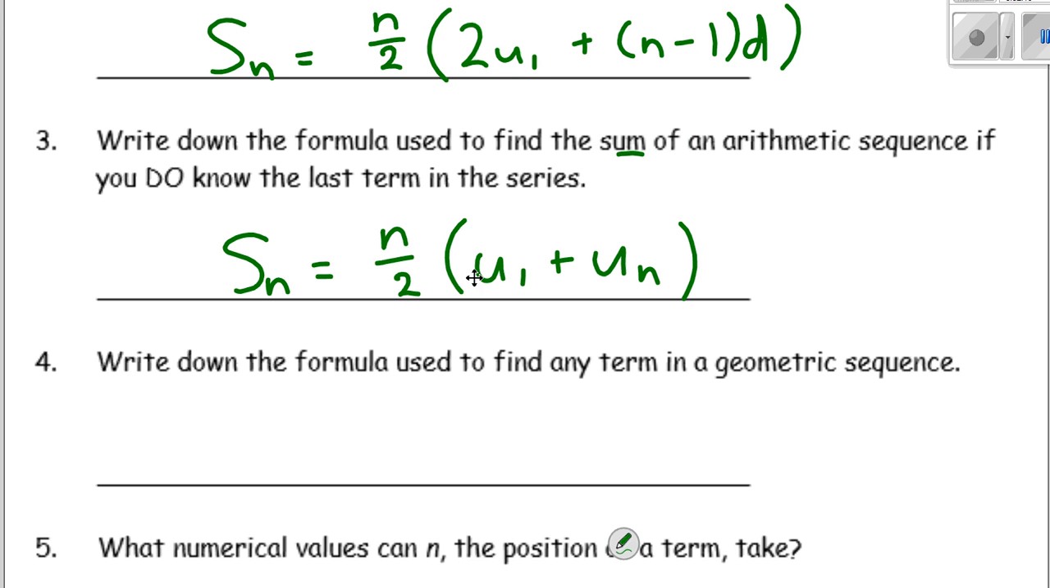Write down the formula used to find any term in a geometric sequence. So the U of n, this was back from L2, I think. U1 times r to the power of n minus 1. That might seem like you learned it months ago. So for geometric sequences, it's the first term multiplied by the common ratio raised to the power of n minus 1. That's the way they'll write it in the formula booklet. Common ratio is what you're multiplying by each time.